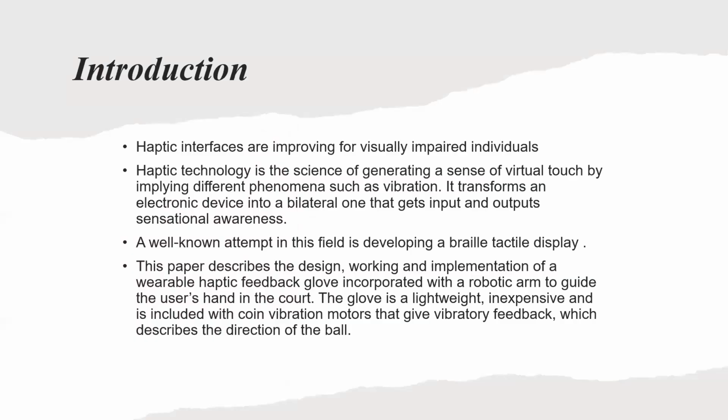The introduction. For those who are blind, haptic interfaces are becoming more advanced. This study aims to provide blind persons with the necessary rehabilitation so they can participate in their favorite sports. In order to guide the user's hand on the court, a wearable haptic feedback glove that is integrated with a robotic arm is described in this study, along with its design, operation, and implementation.